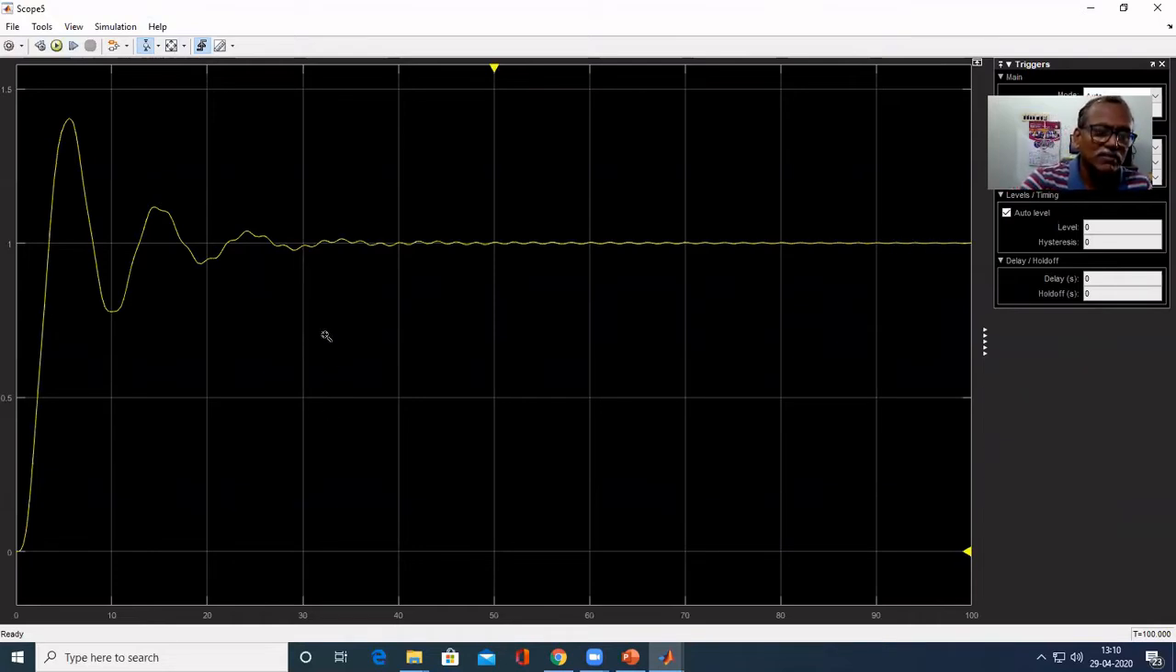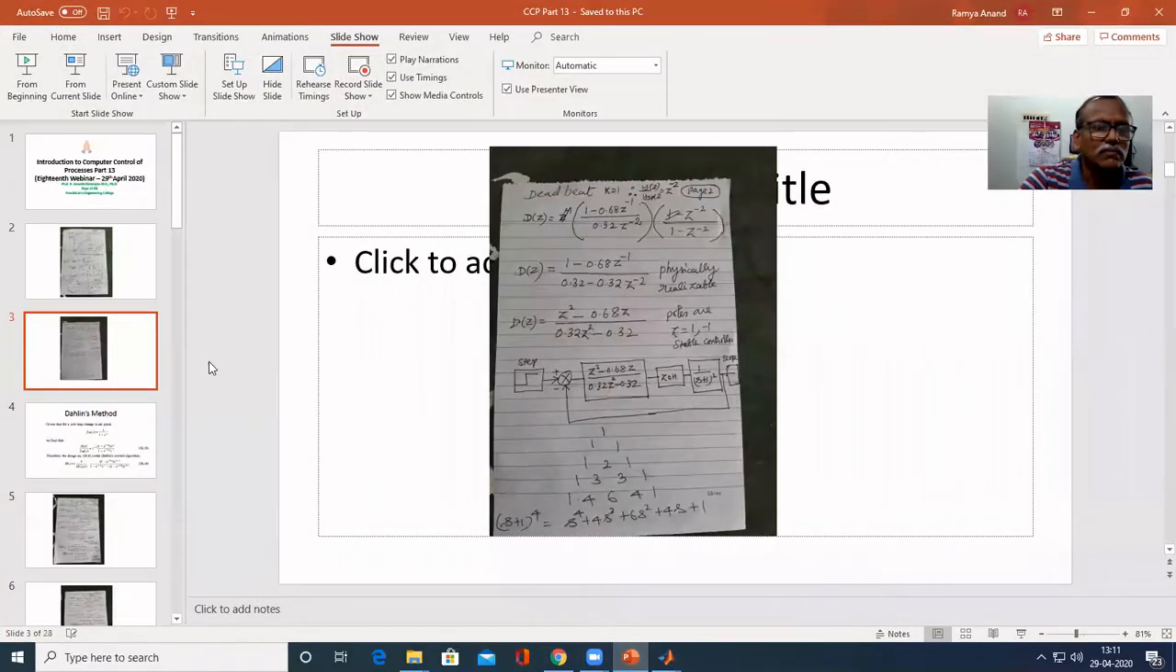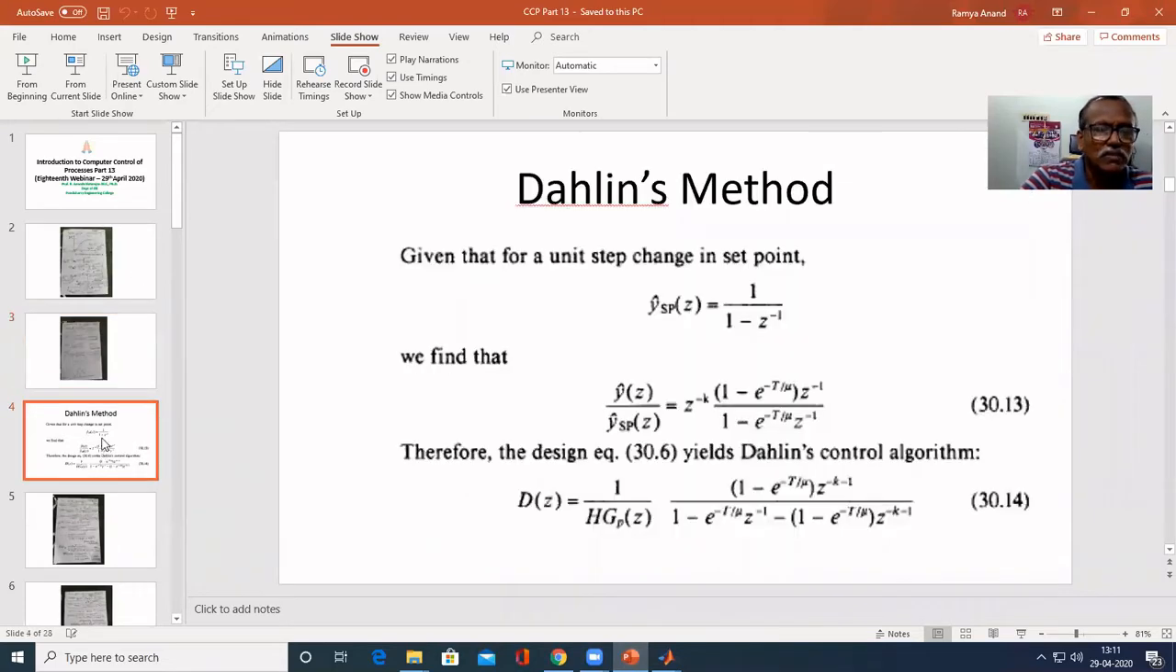This is the drawback with the deadbeat controller: there is no steady state error, but oscillations are there. It is subjected to oscillation, that is a drawback. No steady state error, but large overshoot. Now let us simulate the Dahlin's controller.